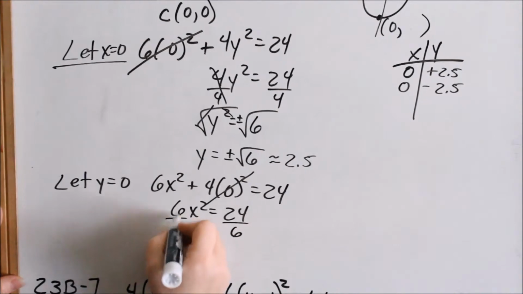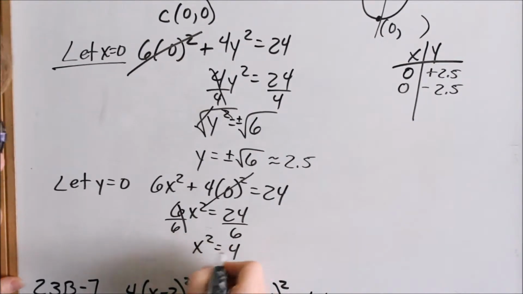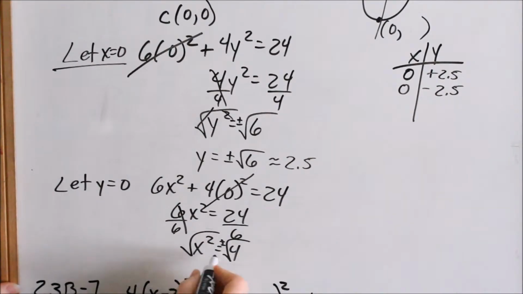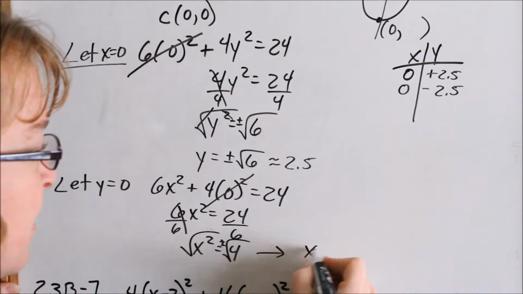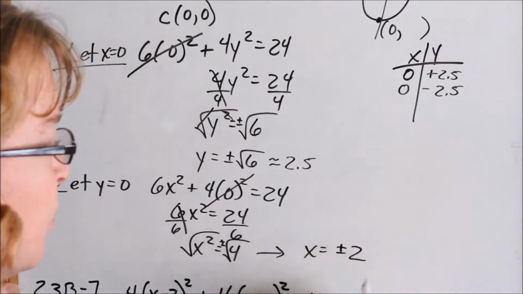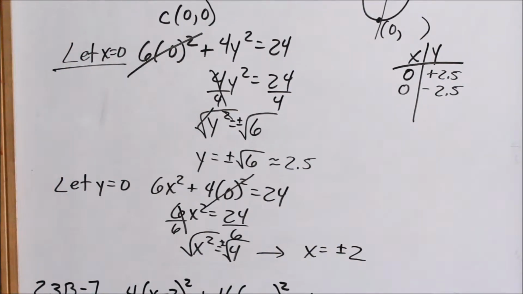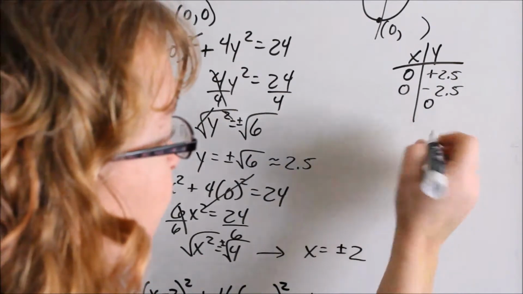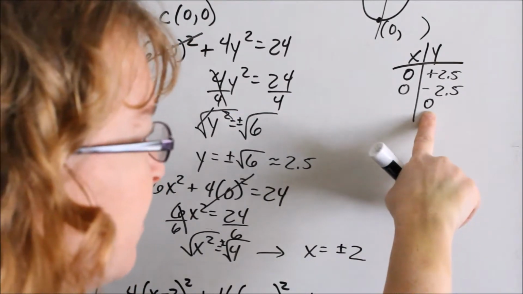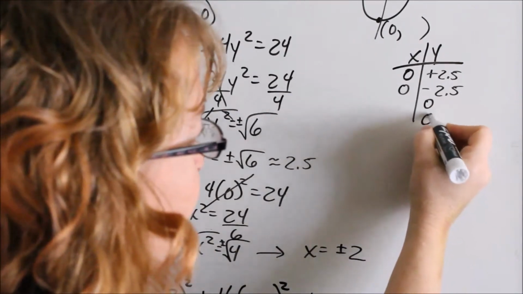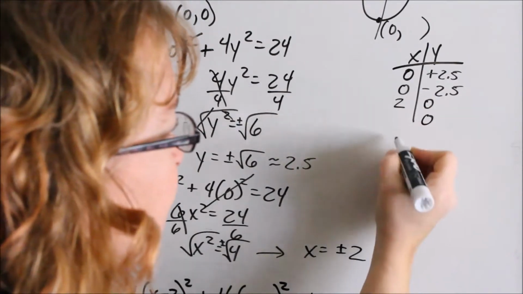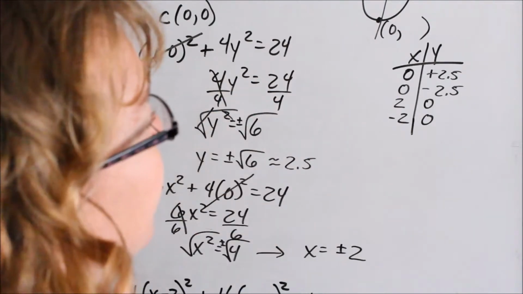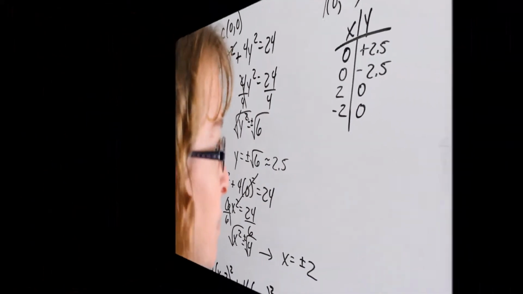Divide both sides by 6. X squared equals 4. Take the square root of both sides. You got to put plus or minus in front of your radical. So going over this way, x equals plus or minus 2. So what did that tell us? Going over our little chart, when y was 0, I got a positive 2 and a negative 2. And these are the 4 points that we can plot for my extremities.